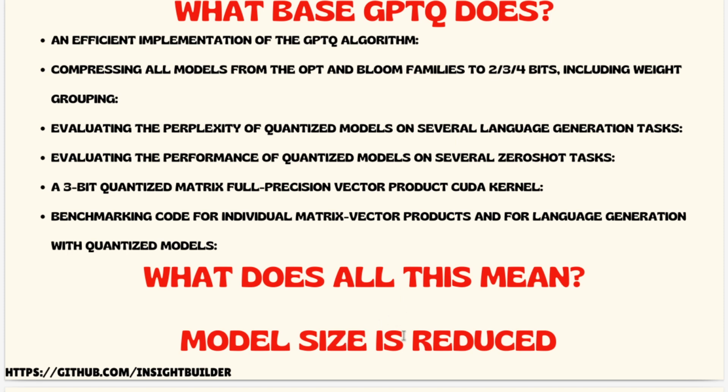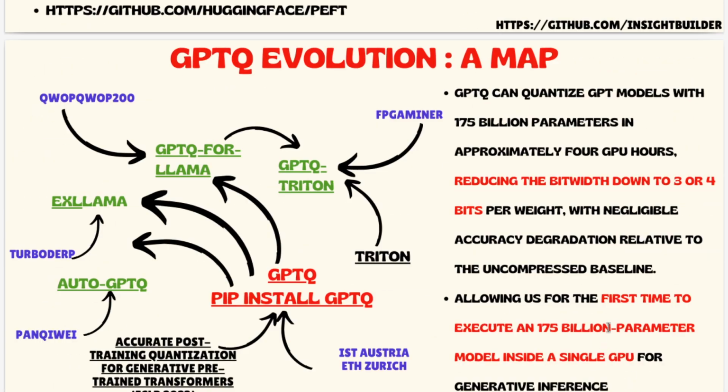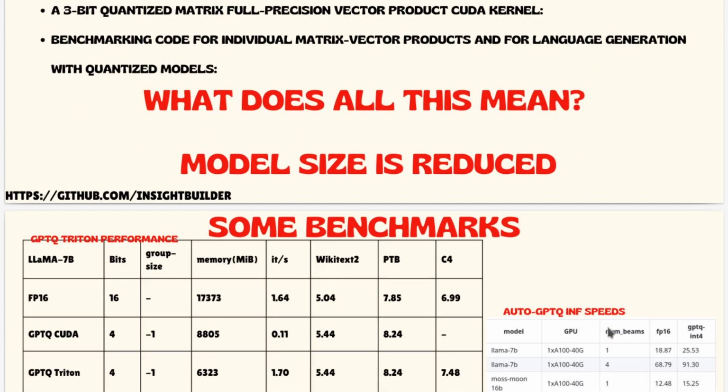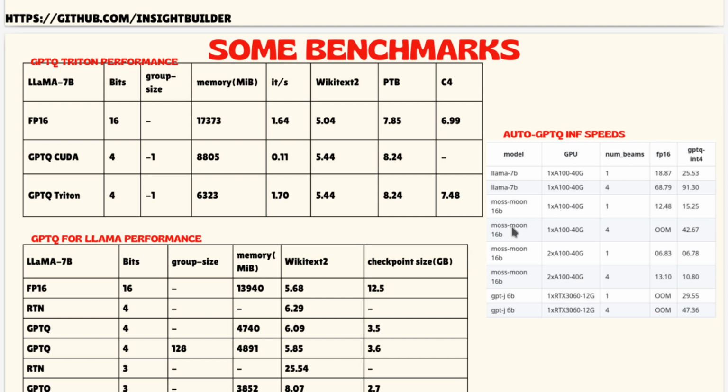And once the model size is reduced, you are able to put the model inside the GPU, and you're going to do the inference, and it is going to speed up also. How fast? That's the next question you are going to ask. So here are the benchmarks that have been shared by the respective team members themselves.